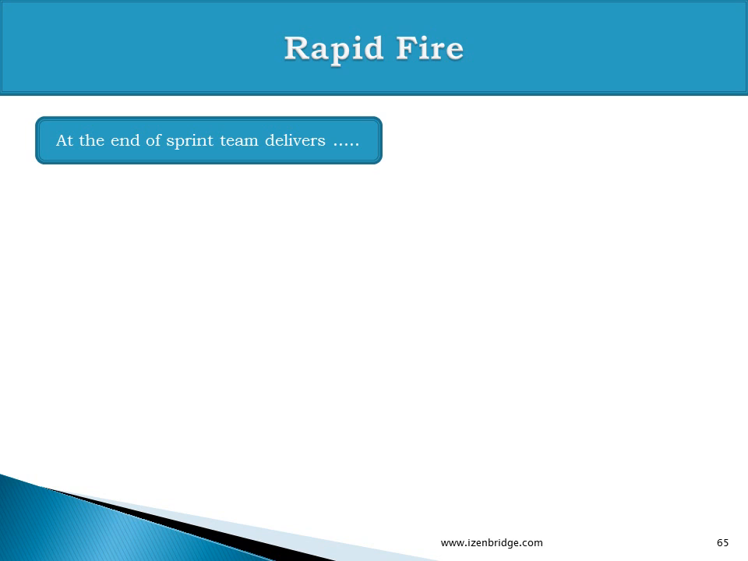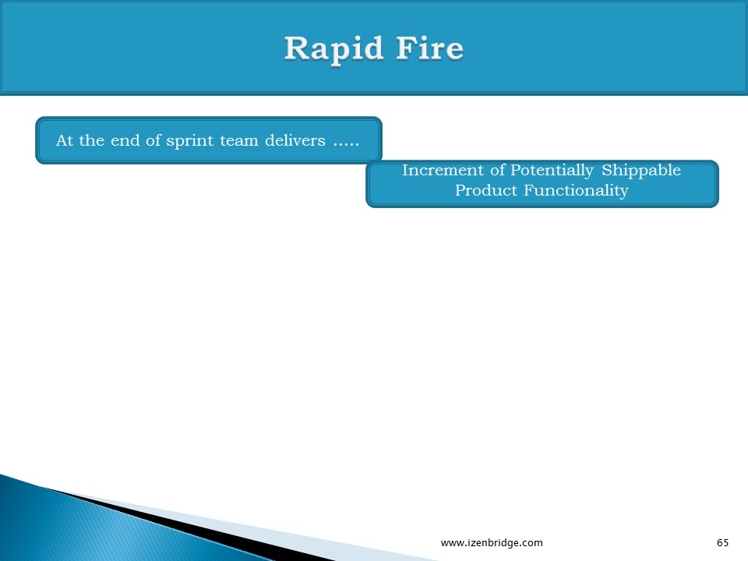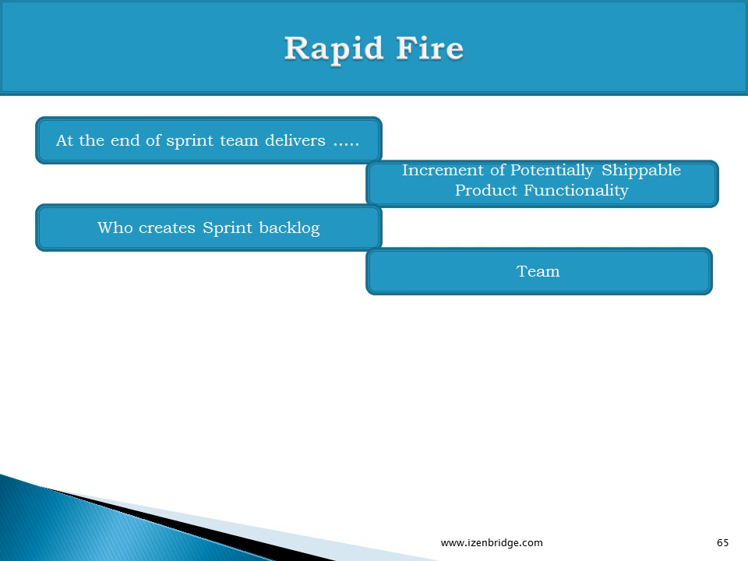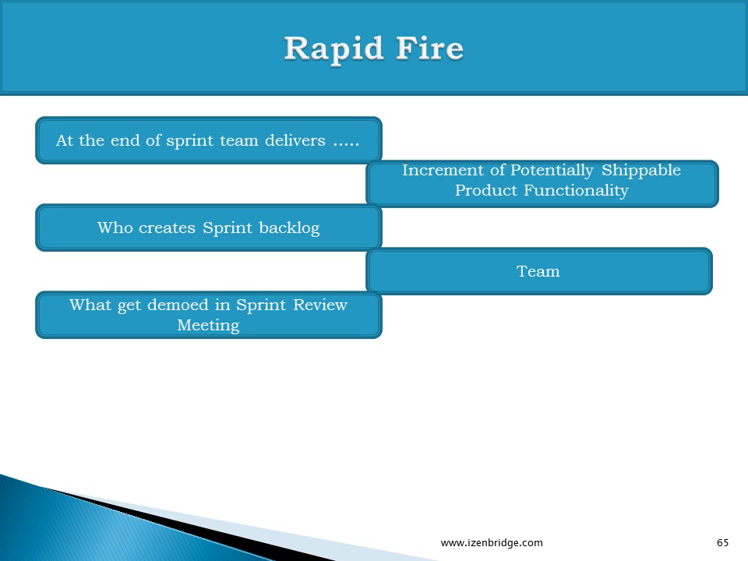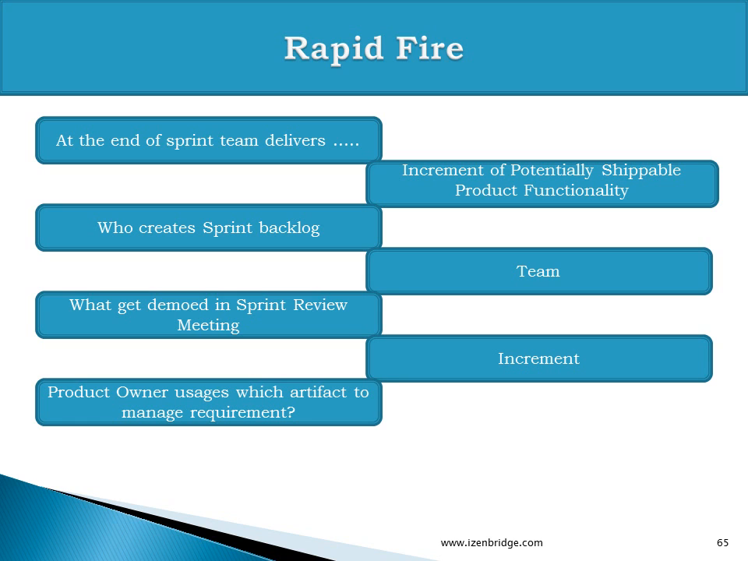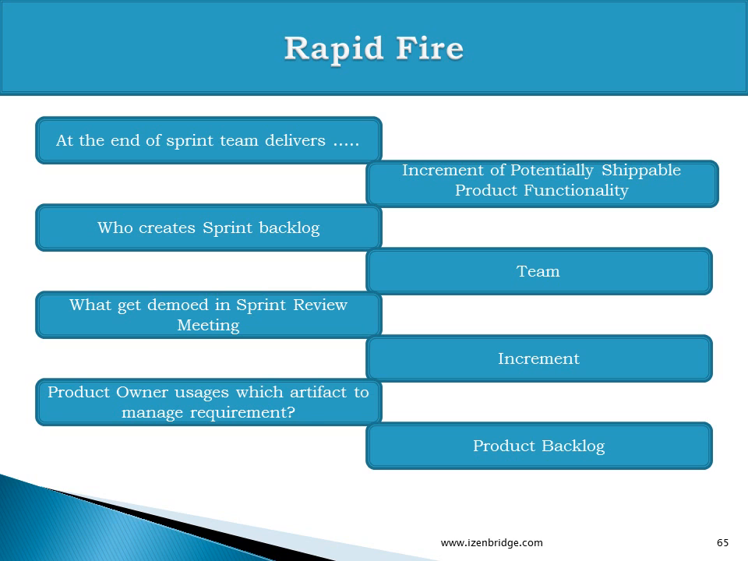At the end of the sprint, the team delivers an increment of potentially shippable product functionality. So the increment gets delivered at the end of the sprint. Who creates the sprint backlog? The team creates the sprint backlog. What gets demoed in a sprint review meeting? Increment. Product owner uses which artifact to manage requirements? Product backlog.